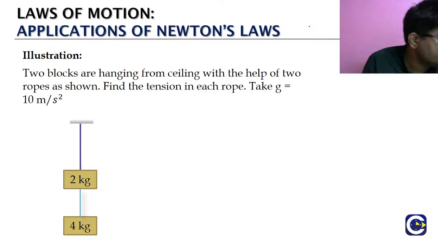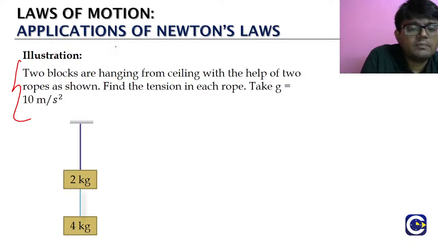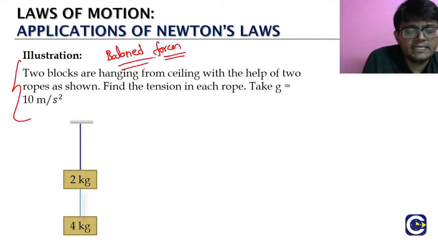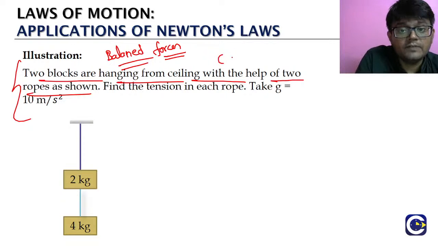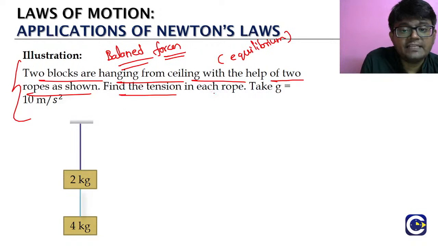Look at the next question. All these are different examples, all of them on balanced forces conditions. Two blocks are hanging from the ceiling with the help of two ropes as shown. Hanging, so what are we going to take it as? The equilibrium.